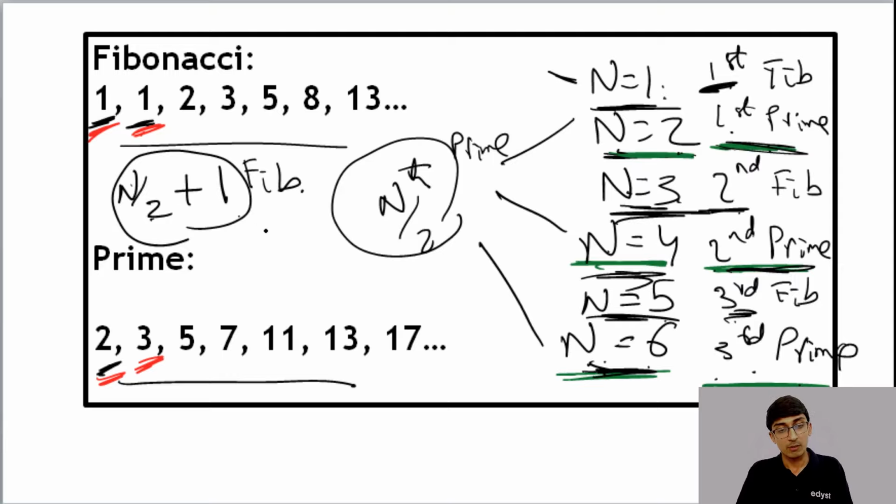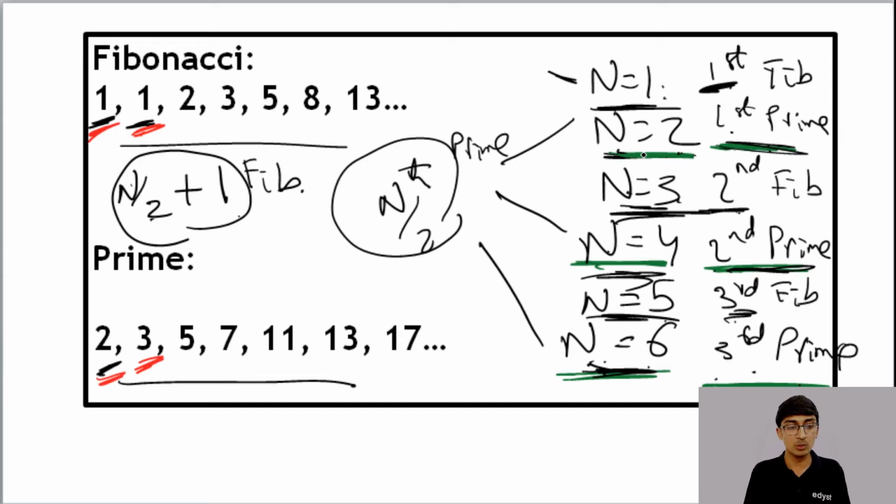Now, for Fibonacci, we have to print the n by 2 plus 1, which is n over here was 1. 1 by 2 is 0, 0 plus 1 is 1. 3 by 2 is 1, 1 plus 1 is 2. So second Fibonacci number is what we print. So just by looking at this, we have solved a lot of our problems already. We know that we have to print the n by 2th prime, and then we have to print the n by 2 plus 1 Fibonacci number.